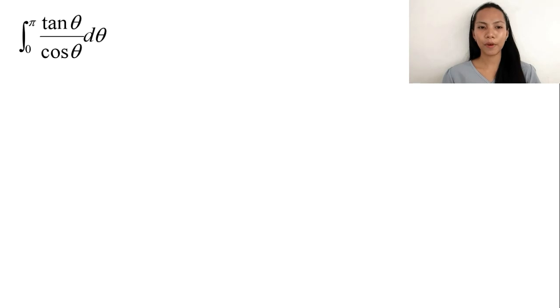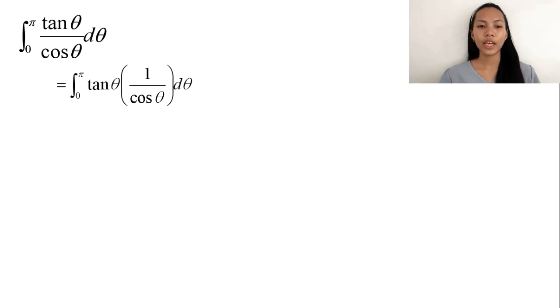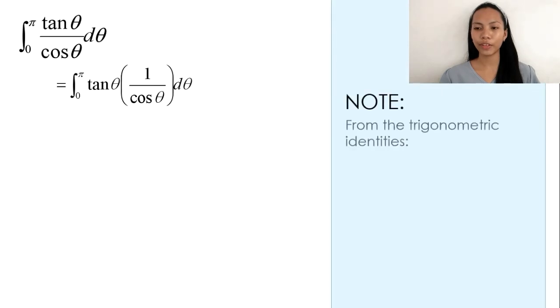So, the second example is the integral of tan theta all over cos theta with respect to theta from the limits 0 to pi. So, dito, isi-simplify muna natin yung function para mas madali natin siya ma-integrate. So, it is equal to integral of tan theta multiplied to 1 all over cos theta with respect to theta all from the limits 0 to pi.